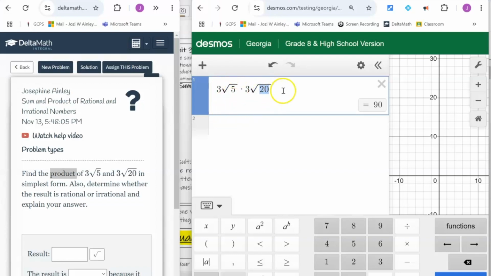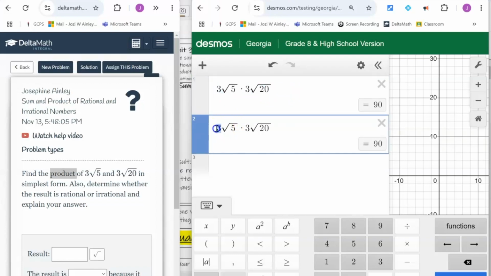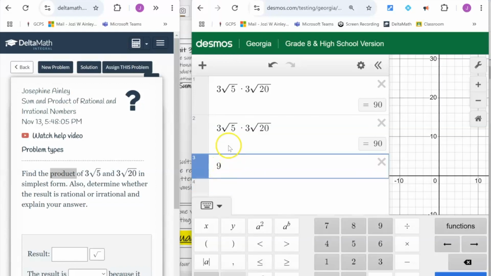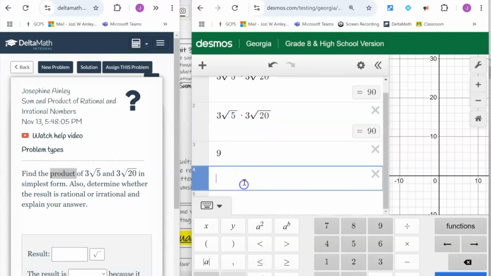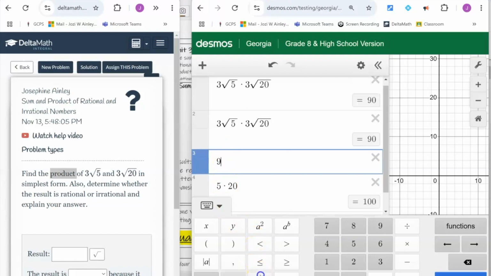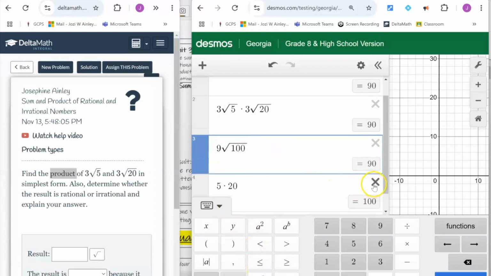So let's start with that. I'm going to do that first, and then I'm going to break it down. What is 3 times 3? If you don't know, put it right in the calculator. That gives me 9. That's the coefficients, the numbers outside. Now I'm going to multiply 5 times 20. Again, if you don't know what that is, just put it right in. It should be 100. So inside the radical, I have 100.